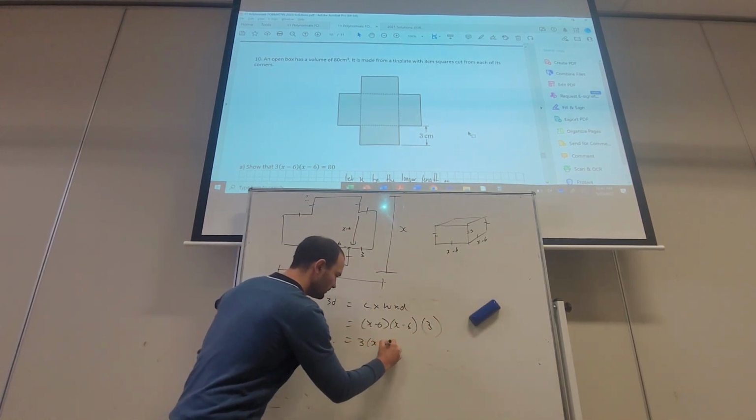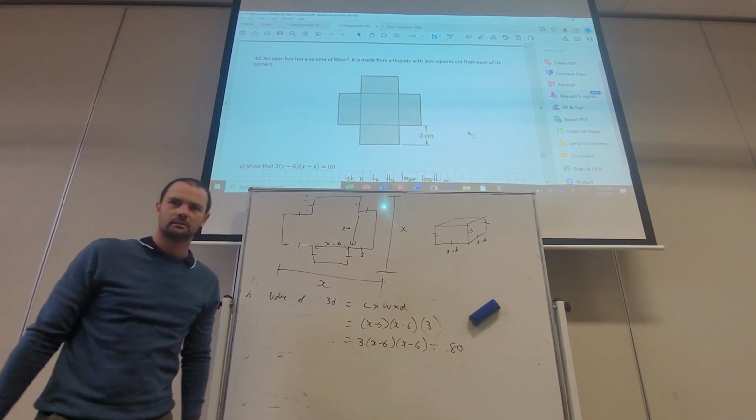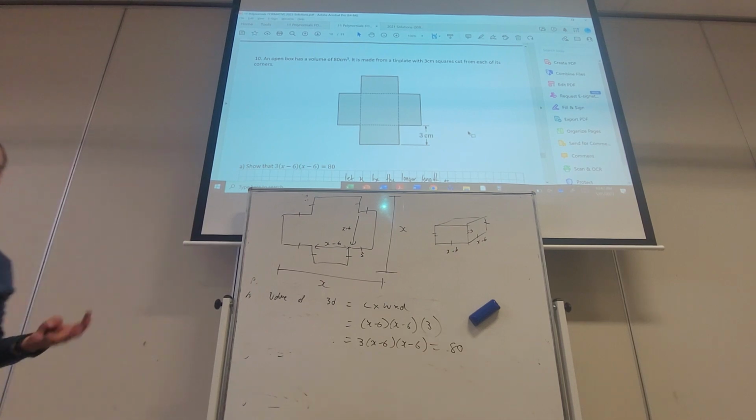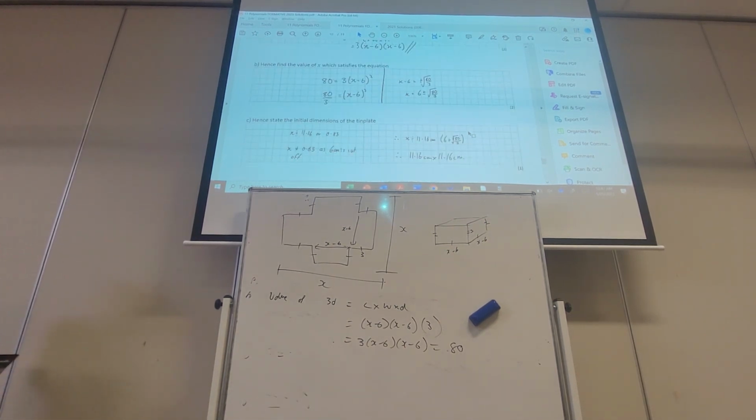And the volume is equal to 80. That's what we're told, the volume is 80. So that's part A, show that. Part B, hence, find the value of x which satisfies the equation.